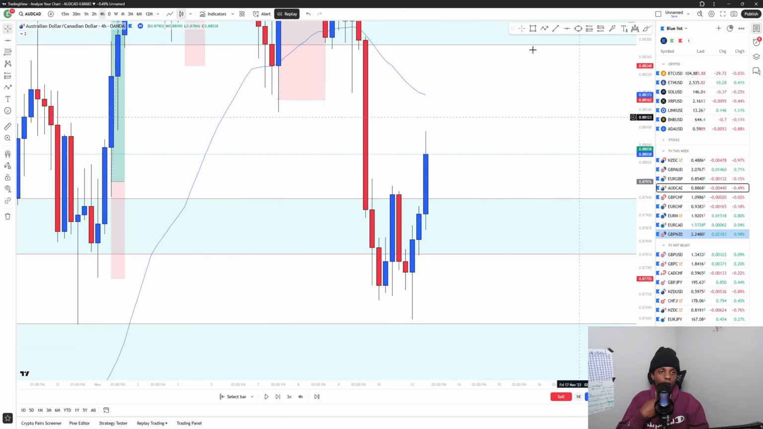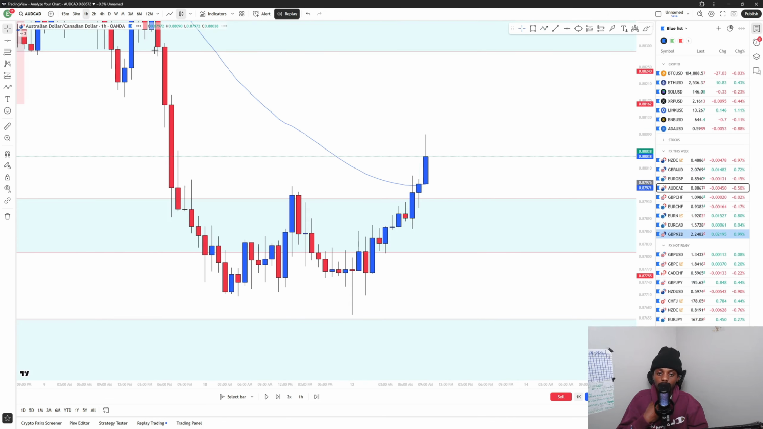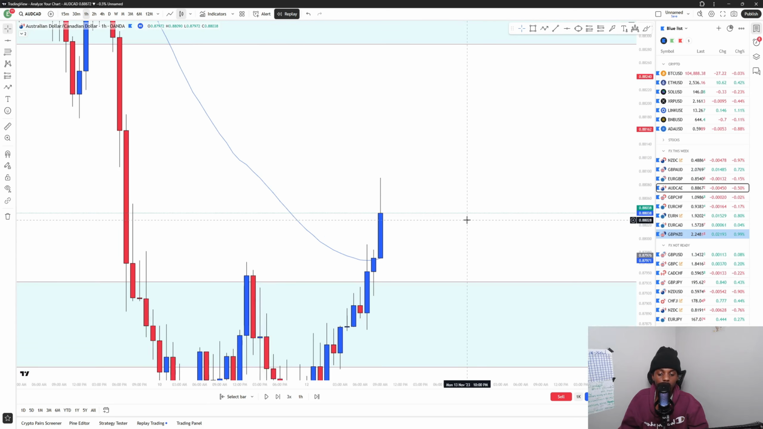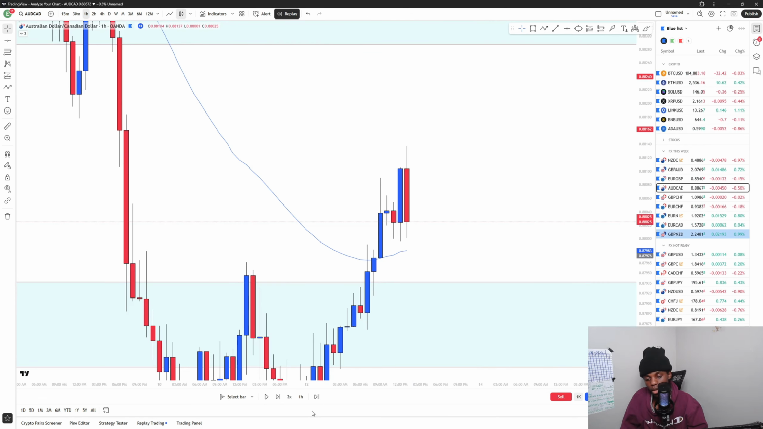So let's see if 4 hour pulls back, and then I'm gonna look for entries at the pullback when it comes back to retest the neckline of this double bottom, if it pulls back. Let's see if it does. Okay, might not pull back. Oh, never mind.